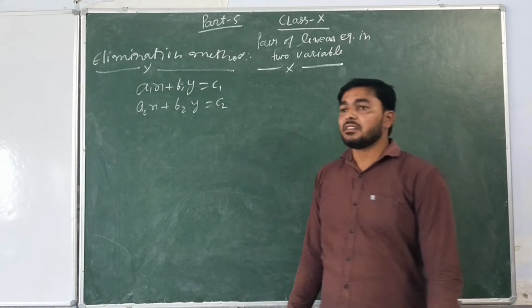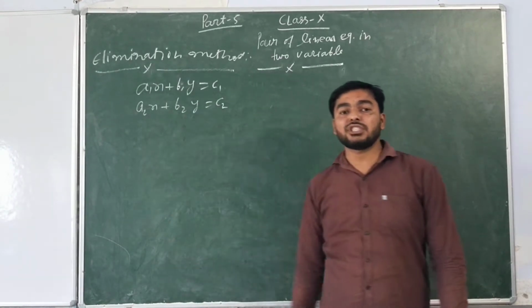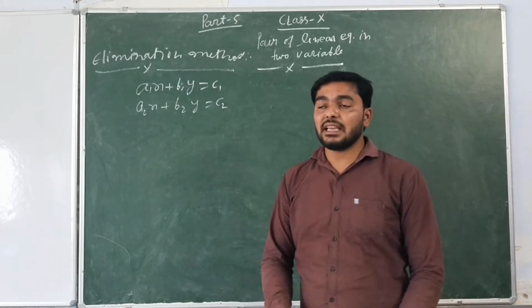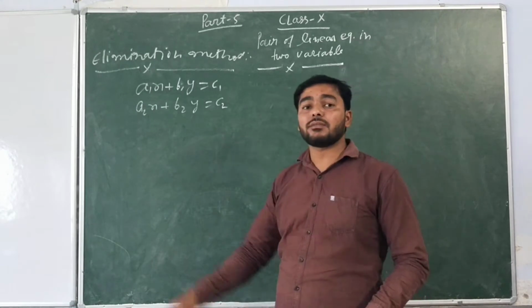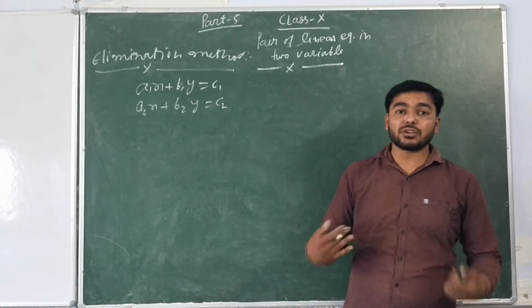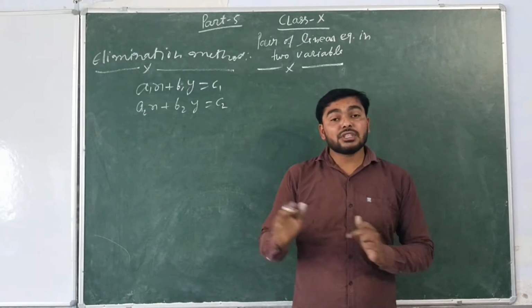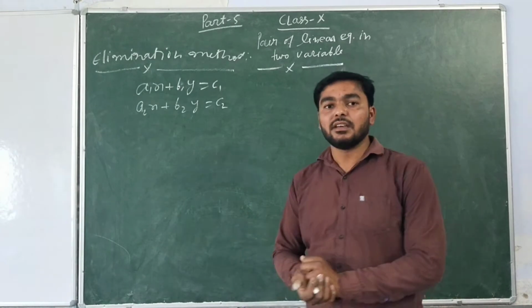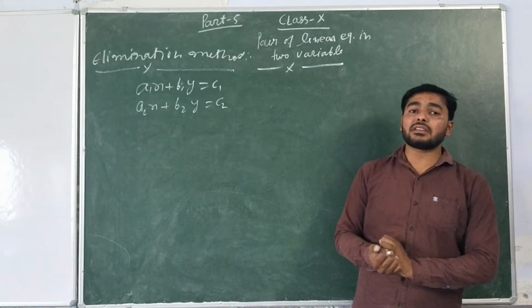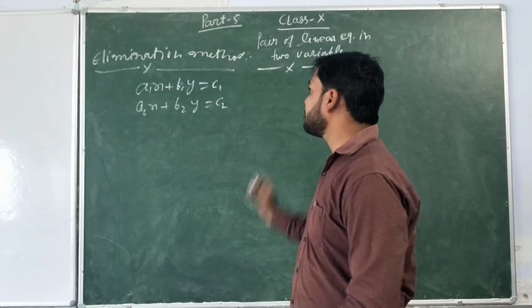With all the methods, the value of x and y will be the same. There will be no change in the value of x and y with any method. If you solve with the substitution method, the elimination method, or cross multiplication, the value of x and y will be the same throughout. You can use any method for solving, but the value of x and y will be the same.